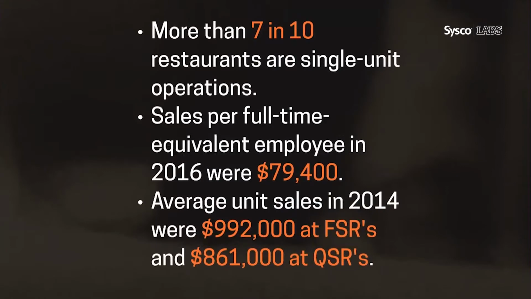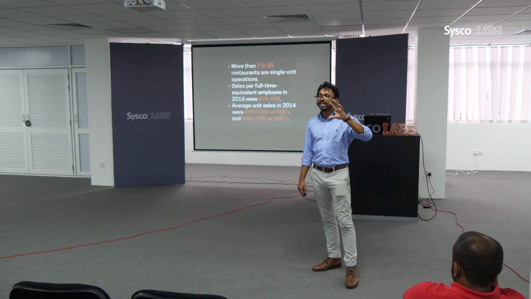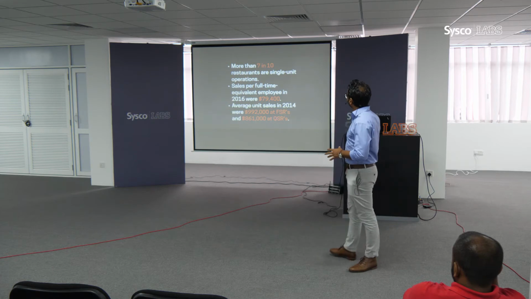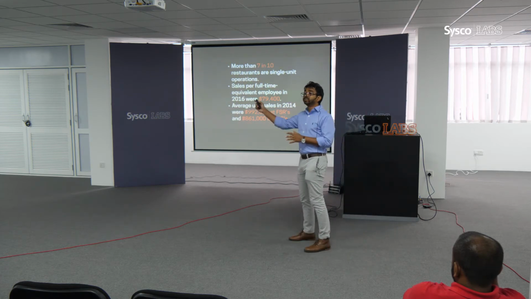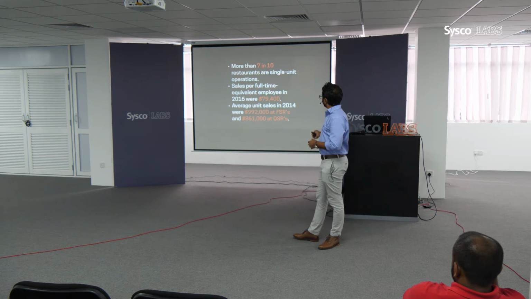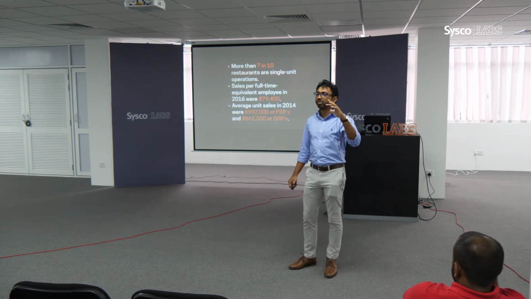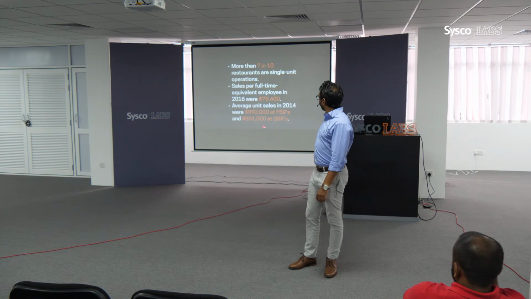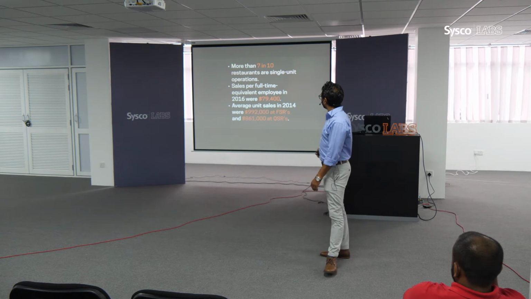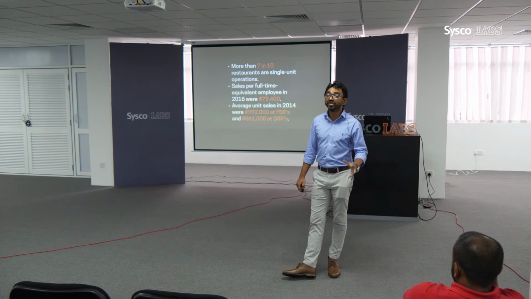Few interesting facts. More than 7 out of 10 restaurants in the US are single unit operations, that is, mostly independent restaurants. They don't belong to a chain. There are multiple restaurants in a chain, versus this one single restaurant. The sales generated per full-time equivalent employee in 2016 was about $80,000 a year. On average, a full service restaurant does about $1 million a year of sales, versus a quick service restaurant that does about $860,000 in sales.